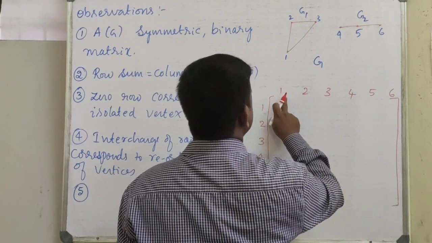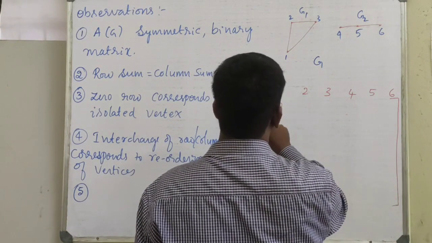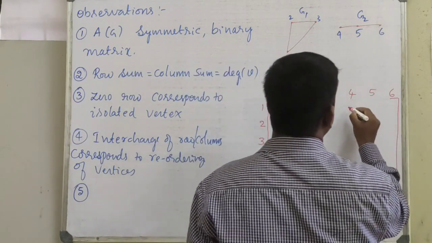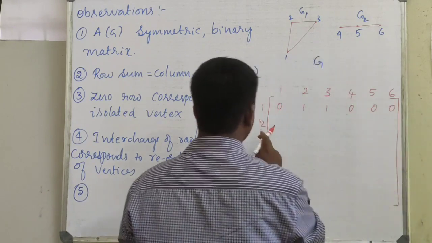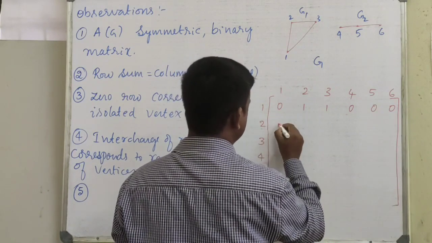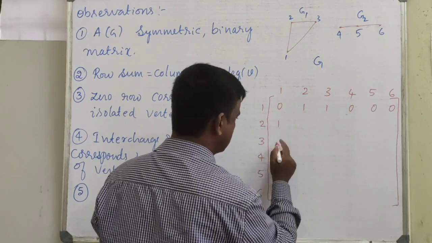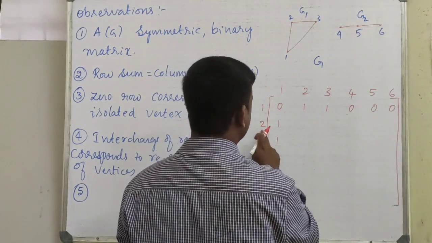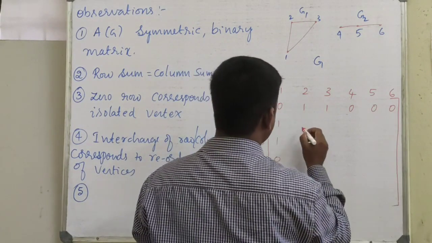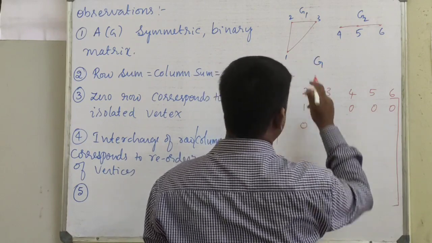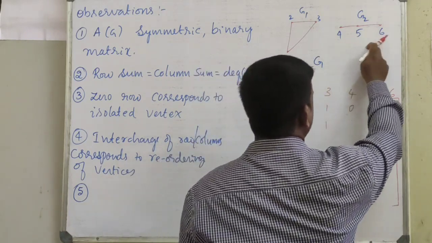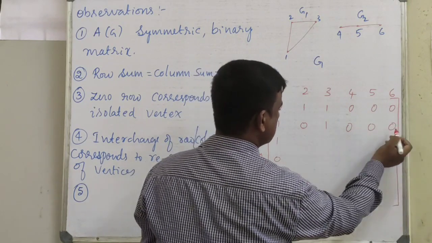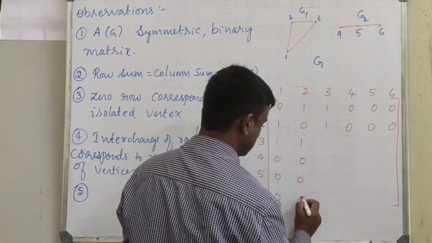Here, 1 is adjacent to 1? No, 0. 1 with 2, yes. 1 with 3, yes. 1 with 4, 5, 6: 0, 0, 0. 2 with 1, yes. Or you can just reflect the same here: 1, 1, 0, 0, 0, because it is symmetric. Now come to 2. 2 with 1, yes. 2 with 2, no, 0. 2 with 3, yes. 2 with 4, 5, 6: 0, 0, 0. So 1, 0, 1, 0, 0, 0.